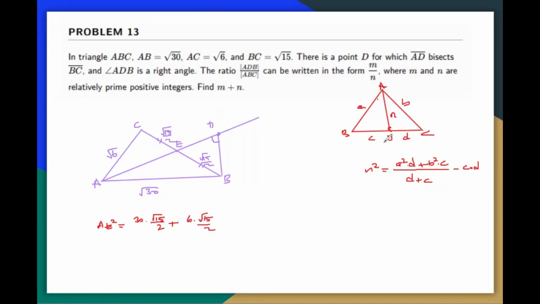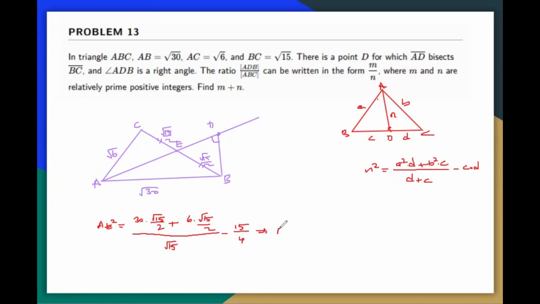If you apply this when C and D are equal, this becomes 2C and this becomes C squared, and you will see a cancellation. It will be a bit simpler, but this is the more general version of the median formula. So we can just use C and D for anything. Then we divide by the sum of these two, C plus D, which in my case is root 15. And then subtract the product of those two, this guy times this guy, which will be 15 over 4.